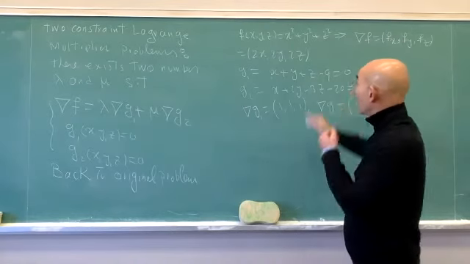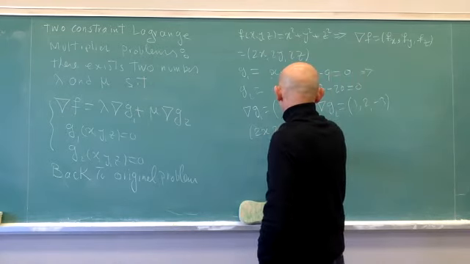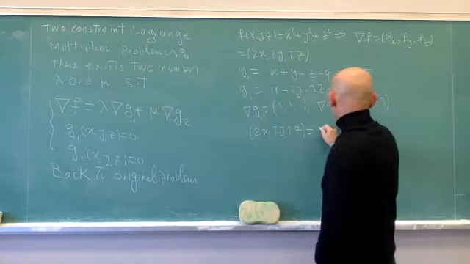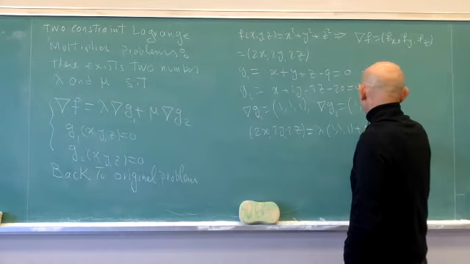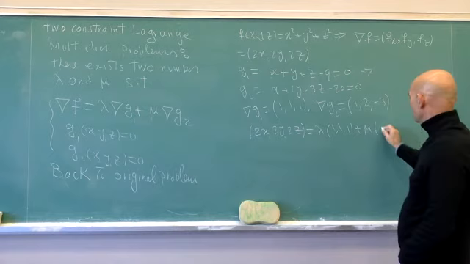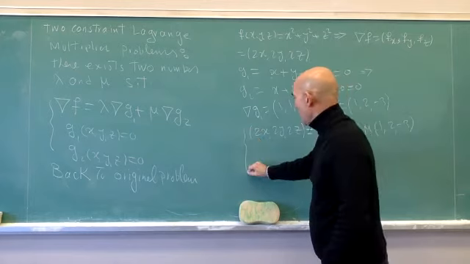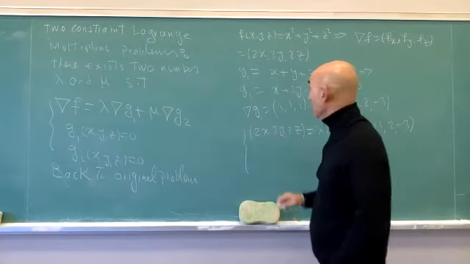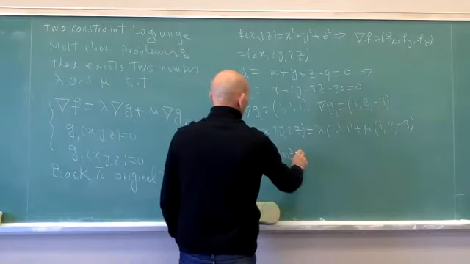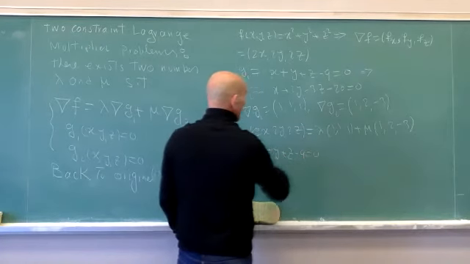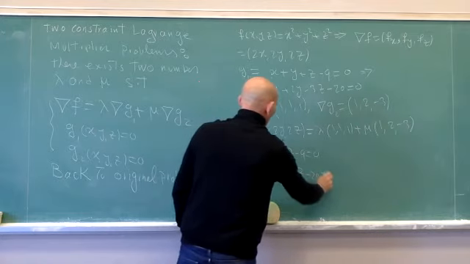So the equations that we are solving are the following: (2x, 2y, 2z) equals lambda times (1, 1, 1) plus mu times (1, 2, 3). That's one equation, but these are really three equations. The fourth equation is x plus y plus z minus 9 equal to 0, and the fifth equation is x plus 2y plus 3z minus 20 equal to 0.